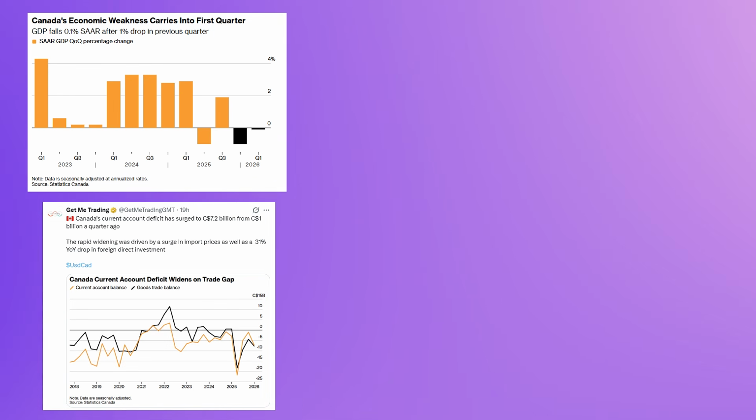A major global economy has just gone into recession. The latest GDP data shows Canada has fallen into a technical recession after the second negative quarter of GDP in a row. And this is at a time when Canada's current account deficit is widening due to a surge in import prices and a 31% year-on-year drop in foreign direct investment.